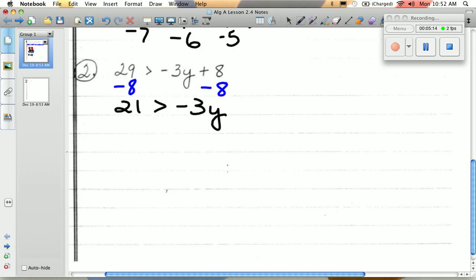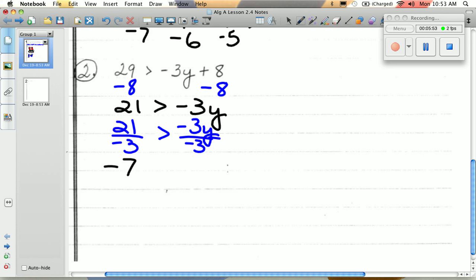When you're undoing the addition or subtraction, that's not the step you have to worry about whether you should reverse the symbol or not. It's the next step, when we're undoing the multiplying or dividing. So what should we do to both sides now? Divide by negative 3. So 21 gets divided by negative 3, and negative 3y gets divided by negative 3. What's a positive divided by a negative? A negative. And what's 21 divided by 3? 7, so we end up with a negative 7.